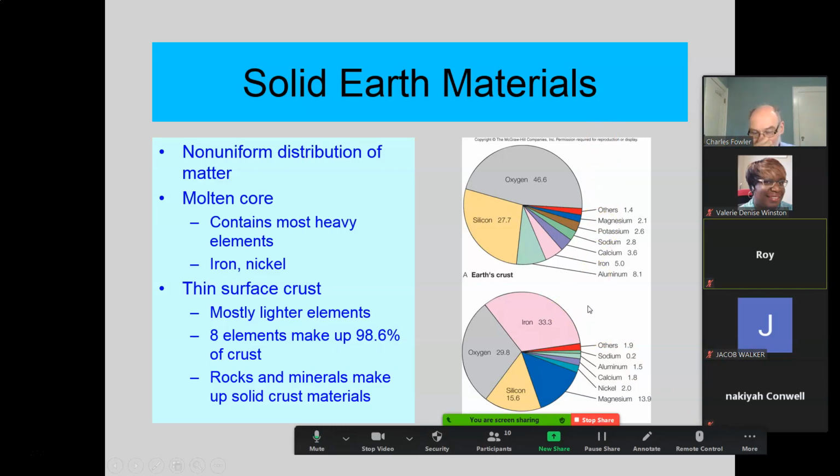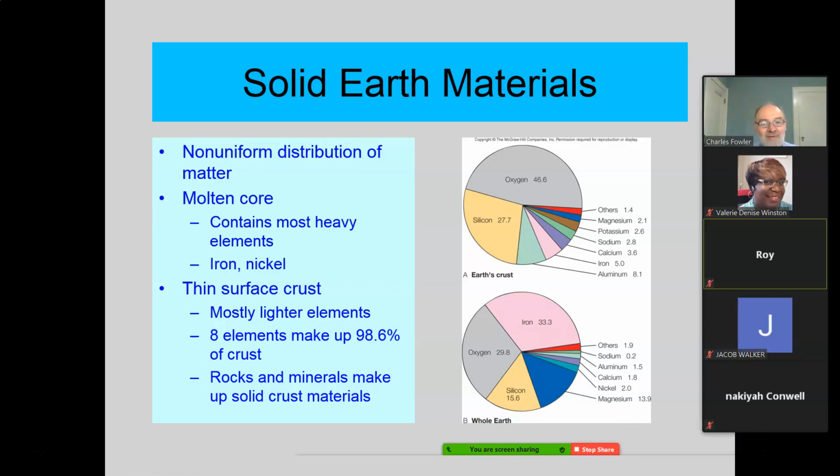So everything else, all the other, and think about precious metals like gold, silver, copper. You don't see them in any of these. They're always in the other. That's what makes them precious. They're very rare. There is mining done and stuff like that, but it's just fairly rare. Okay. So, rocks and minerals make up solid crust materials.